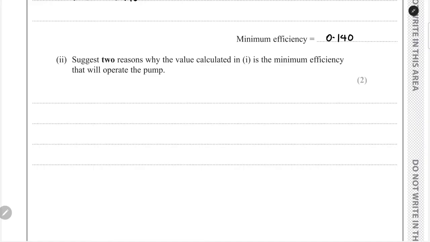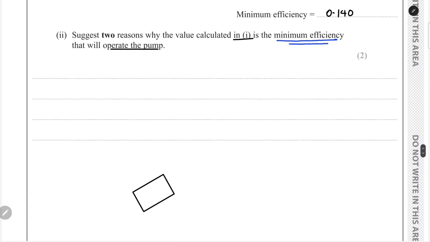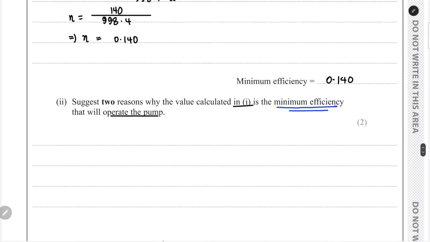We have to suggest two reasons why the value calculated in 1 is the minimum efficiency that will operate the pump. So this is the minimum efficiency that will operate the pump. We might need a greater efficiency as well. This is because at times the sunlight will not be perpendicular to the solar panel. It might be at an angle something like this, and if it's at an angle, the input power will decrease.